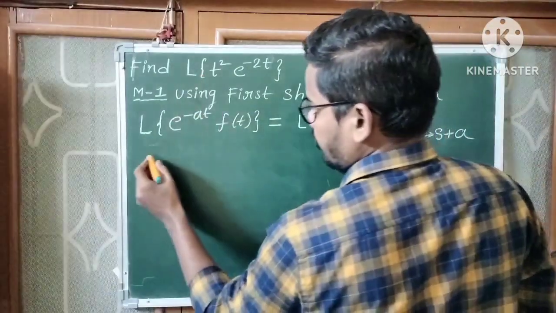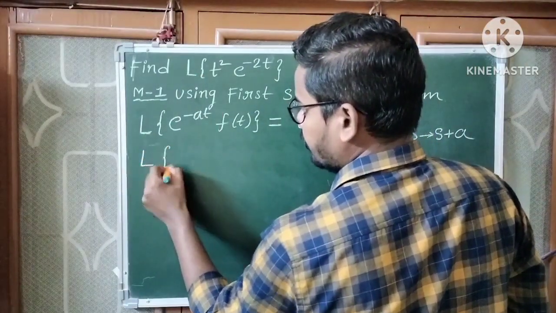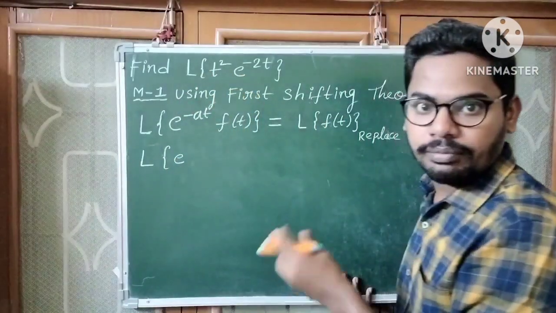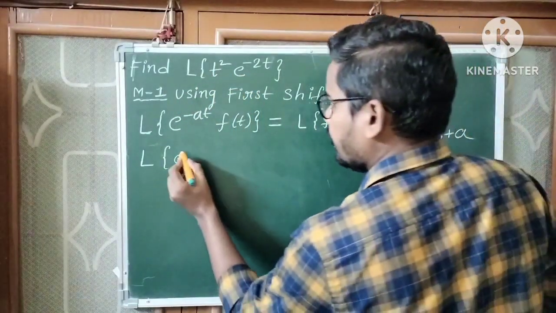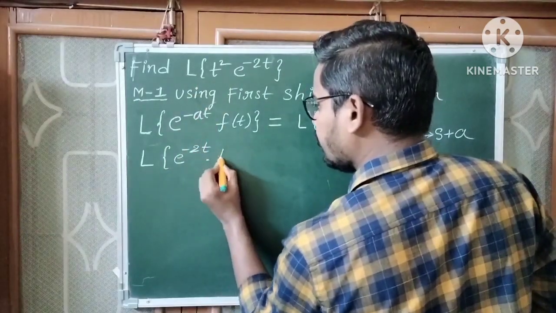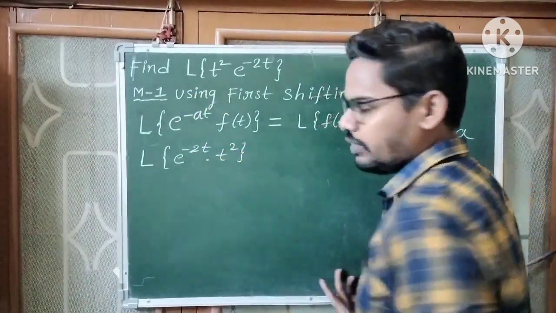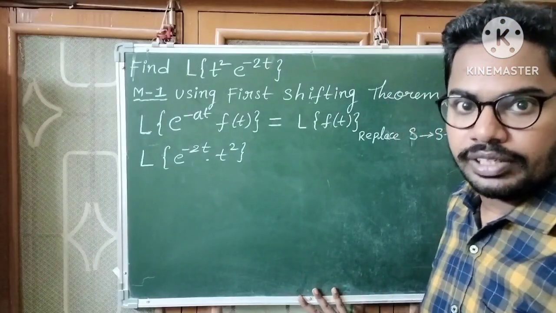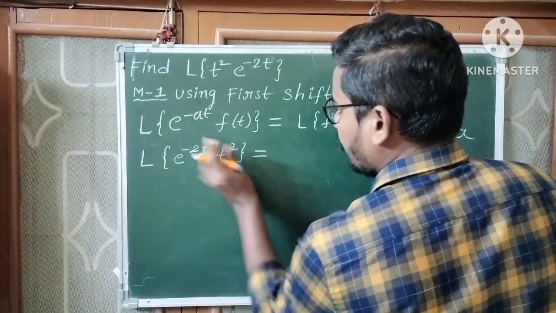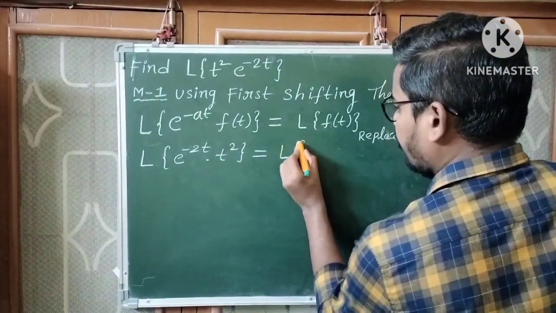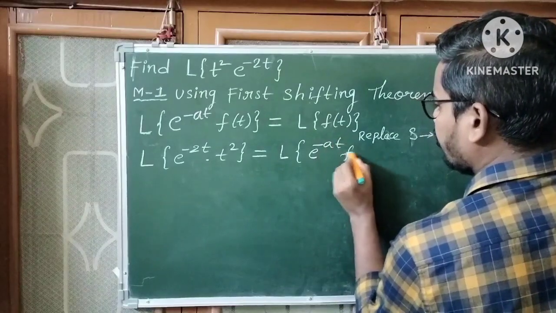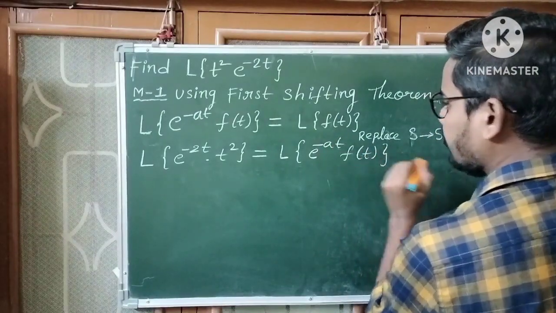See, Laplace transform of t square into e power minus 2t can be rewritten as e power minus 2t into t square. So this is like a into b is equal to b into a. Now compare it with the first shifting theorem. Laplace transform of e power minus at f of t.